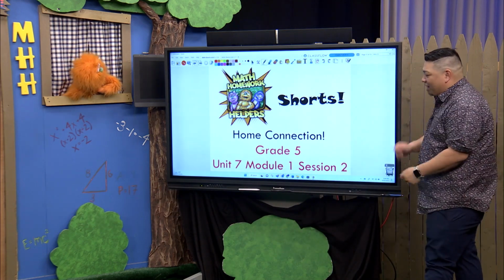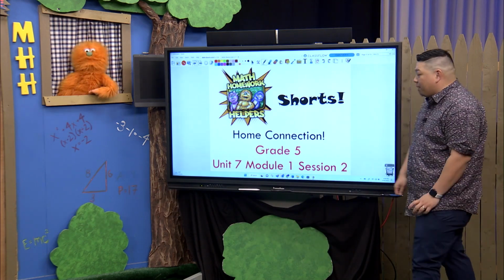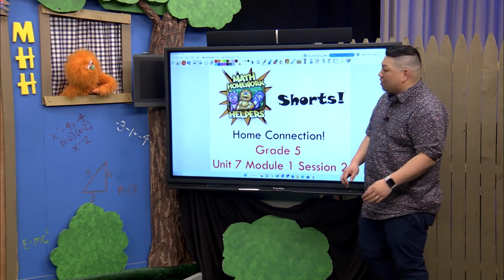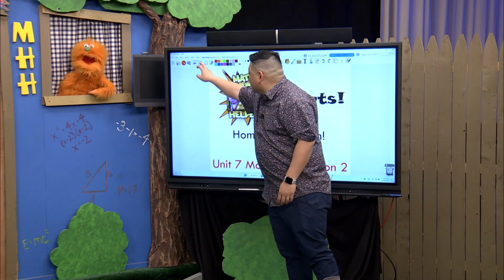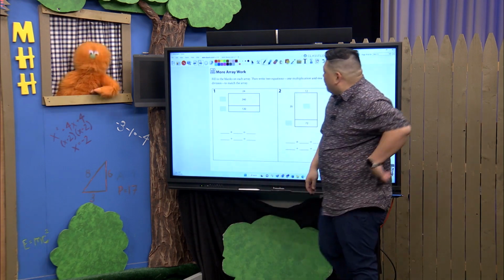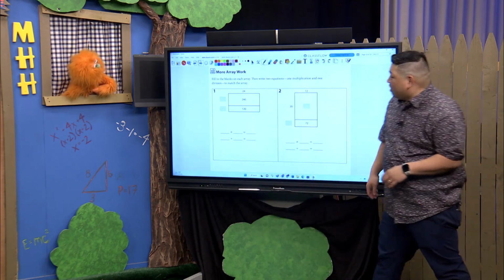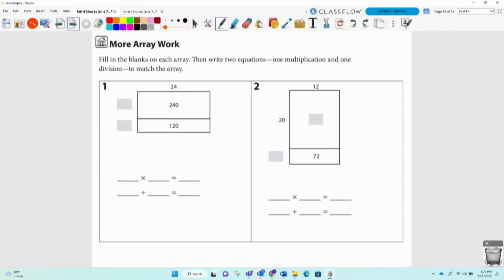We are working with our grade 5 friends, and we're jumping into unit 7, and we're going to take a look at some arrays. The title of this is called More Array Work. Now let's take a look at the description here. Fill in the blanks on each array, then write 2 equations, 1 multiplication and 1 division to match the array.